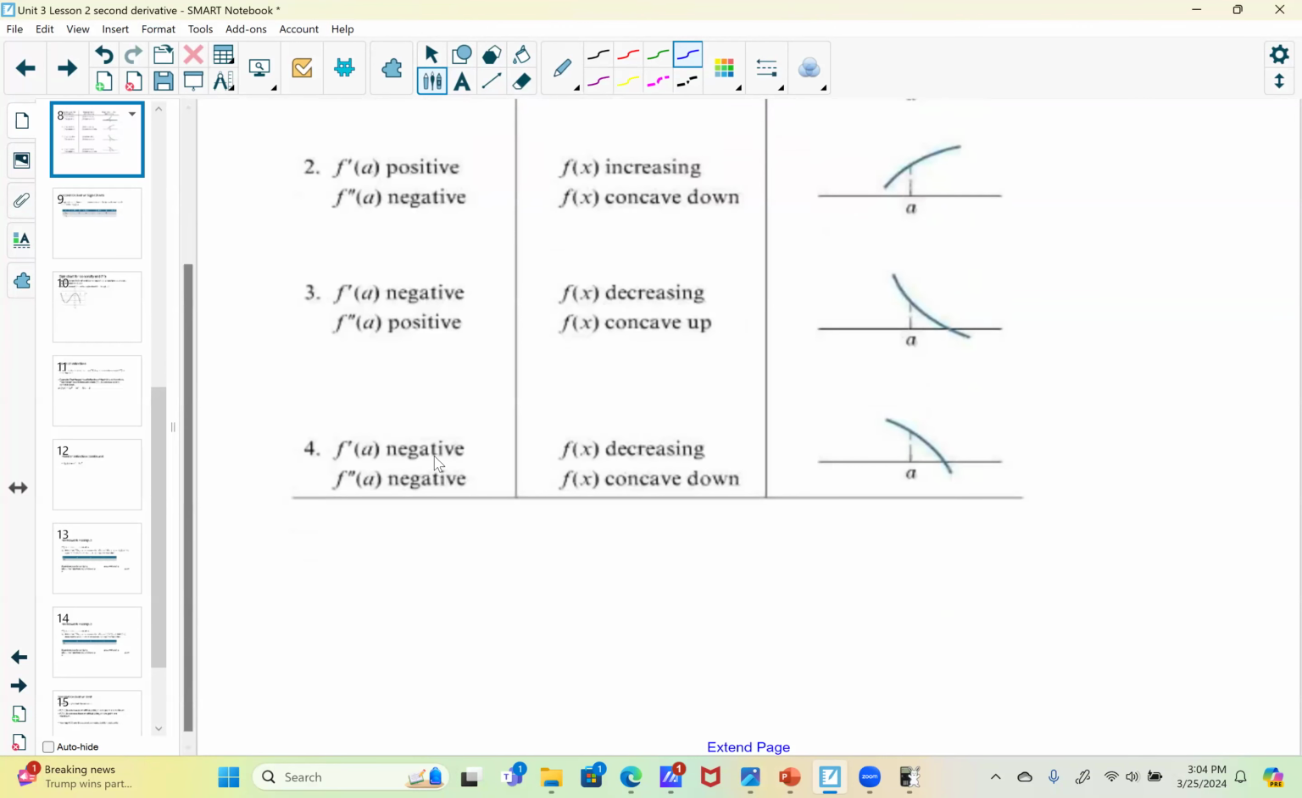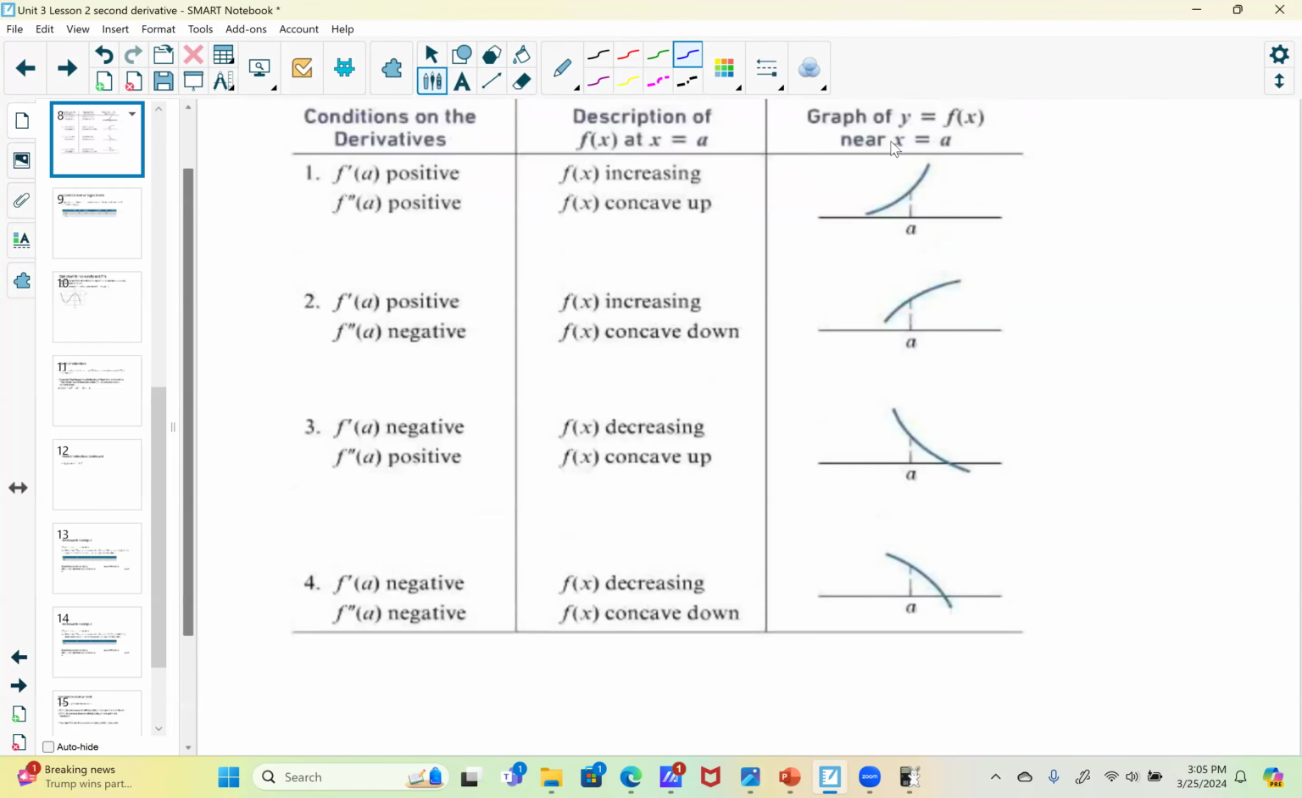And then the last case is that both are negative. So if my first derivative is negative, f of x is decreasing, so it's going down. And if my second derivative is negative, f of x is concave down, so it's curved down. Okay, so these are the four cases of what a graph could look like at a point based on the first and second derivative.